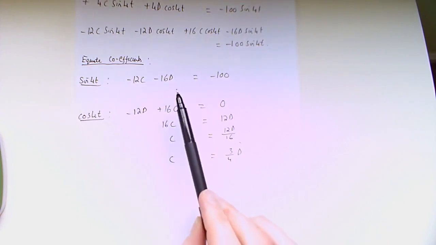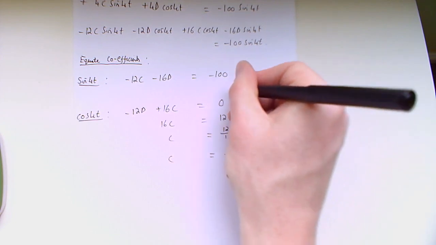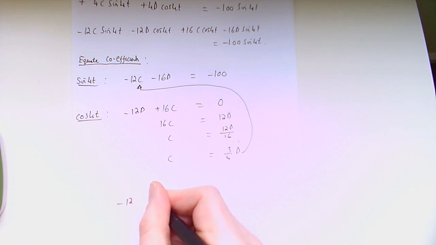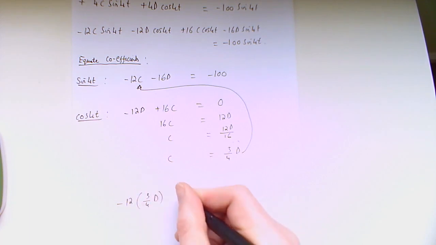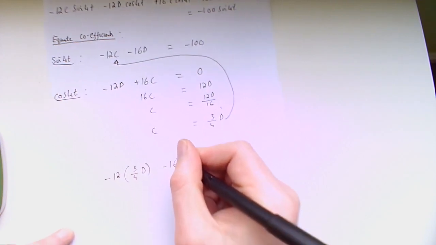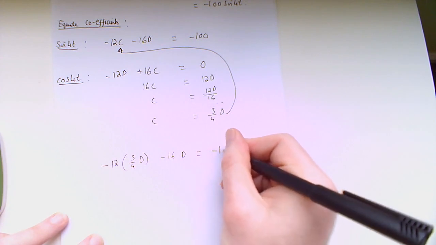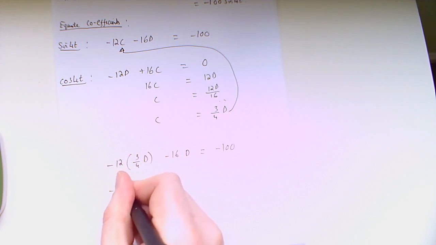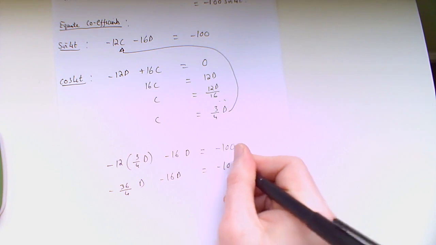So I'm just going to substitute this. I've found out what c is in terms of d by using the second equation. I'm going to plug that in place of c in that equation. So negative 12 times 3/4 d, take away 16d is equal to negative 100. So that's negative 36 over 4d, take away 16d equals negative 100.